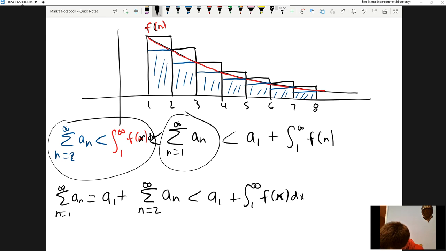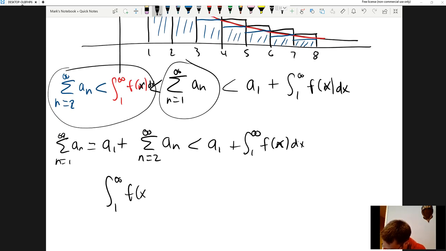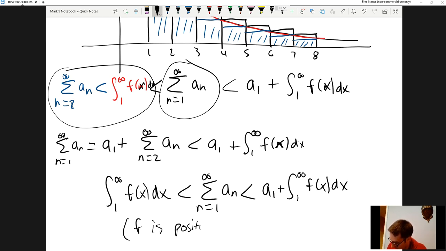And let's actually write that correctly. All right. And so now we know the following. We know that the integral of f of x dx is less than the sum. But we know that the sum is also less than what we'd get if we took that same integral and added the first term to it. And the only assumptions here are that f is positive, decreasing, and continuous on the interval that we're looking at.